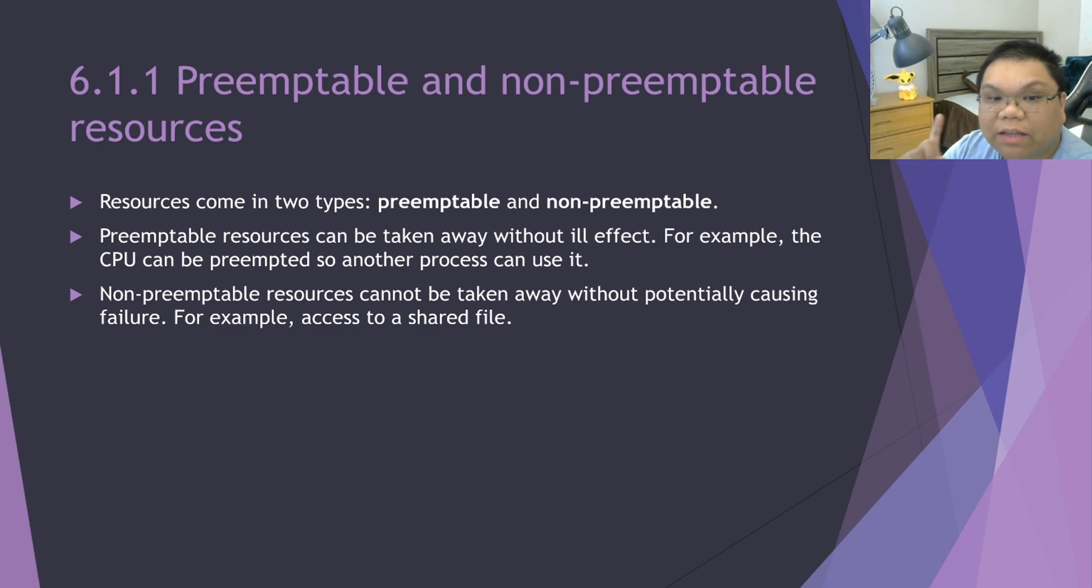Resources come in two types. They're either preemptible or non-preemptible. We've seen one example of a preemptible resource, the CPU. When a process runs for some amount of time, but it finishes its job before that, or it's blocked and has to wait for I/O, then the CPU can be preempted and given to the next process in line. Basically, preemptible resources can be taken away from a process without any ill effect. Non-preemptible resources cannot be taken away without potentially causing failure, such as access to a shared file.